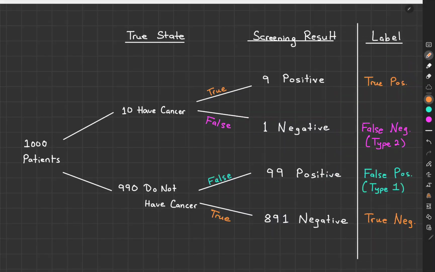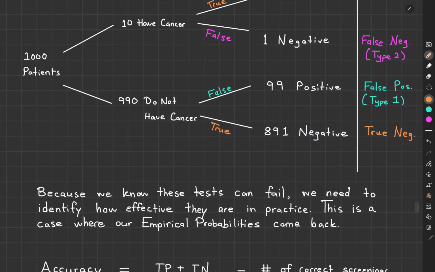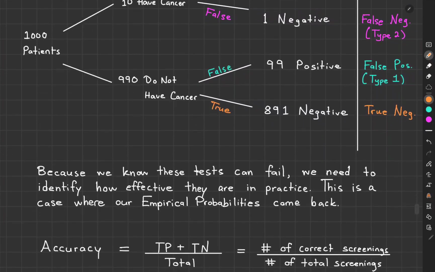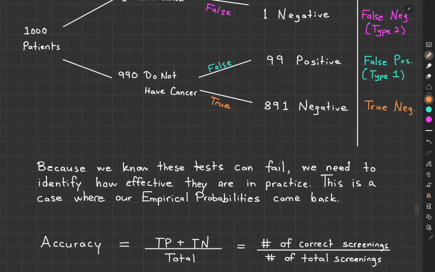So now the question becomes, how good of a screening test is this actually if it can get it wrong, right? So we see there's 100 people here who have been misidentified in terms of their disease. So this is like a real-life hypothesis testing mechanism. And you can actually evaluate these based on their type 1 and type 2 error rates. Okay? So because we know these tests can fail, we need to identify how effective they are in practice.